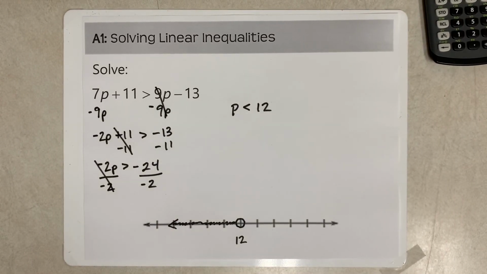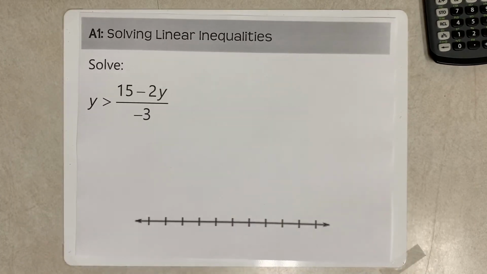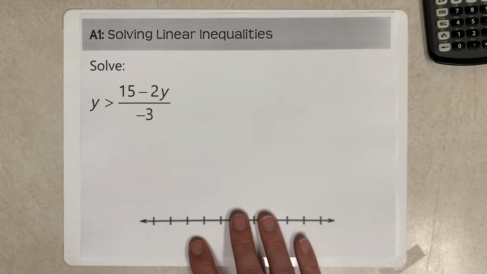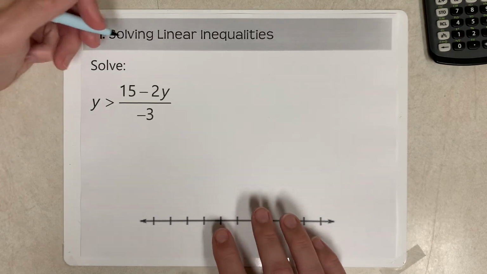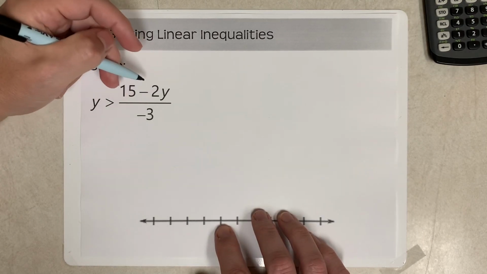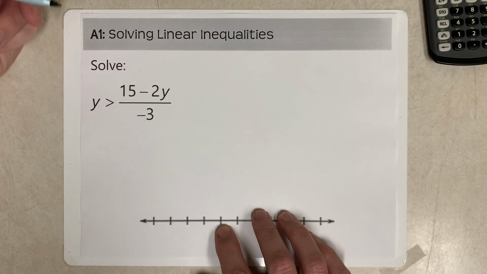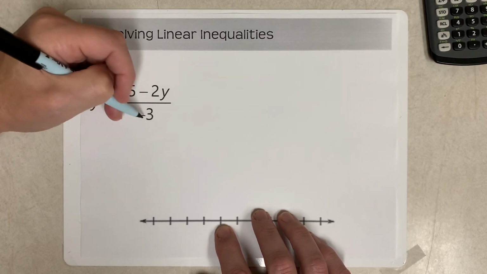All right, so now we're going to get some kind of weirder looking ones. So let's see how these are going to shake out. This one, and we may go over these in class and we may not. So these may be just some kind of extra stuff. You have 15 minus 2y over -3, and then you have this y over here. Well, what I would do first is I would multiply both sides by -3.